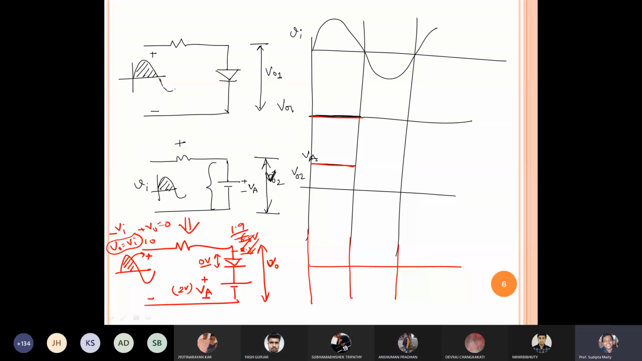So suppose this is my input waveform and it is my 2 volt and it is my 10 volt. So before the 2 volt, I will get V naught as V in. The same input voltage will appear as V out. So I will get this kind of cycle up to this one. Is there any doubt up to this one? I will get the input voltage as it is. Is there any doubt?